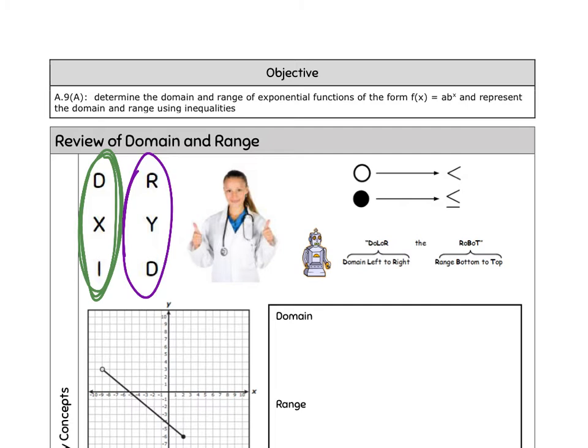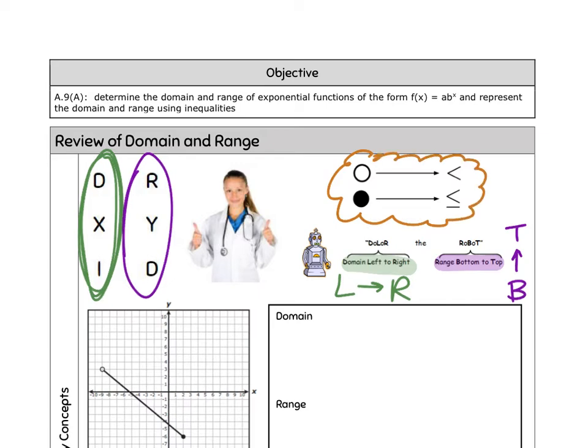Another thing I want us to remember is that domain is describing the graph from the left to the right. And that range is describing the graph from the what to the what? Left to right? Right to right? Oh no, bottom to top. Bottom to top. That's Dolor the robot, bottom to top. We also talked about this in our warm-up today, but we have our open and our closed circles. Do you remember that from our warm-up today? That's going to be important for us to answer our questions.